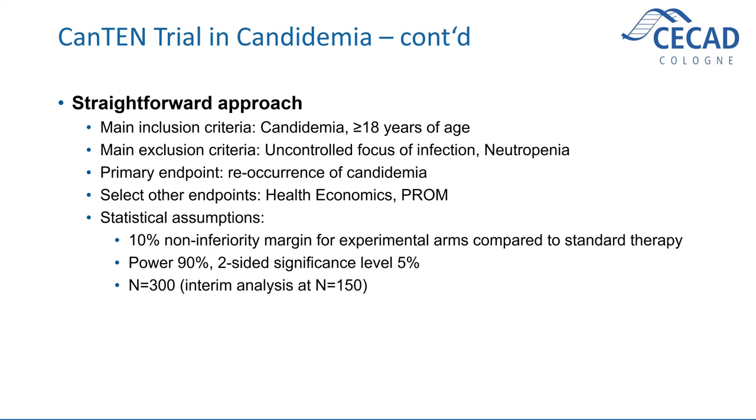Select other endpoints are health economics and patient-reported outcome measures, and the stats assumptions are also pretty much standard, with a 10% non-inferiority margin for experimental arms compared to standard, 90% power with a two-sided significance level at 5%, and the resulting target sample size is 300 subjects, with an interim analysis halfway through enrollment.